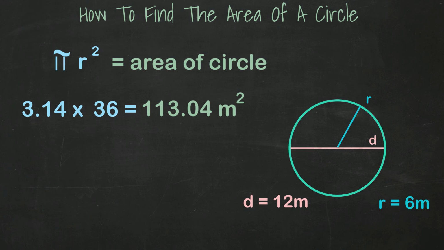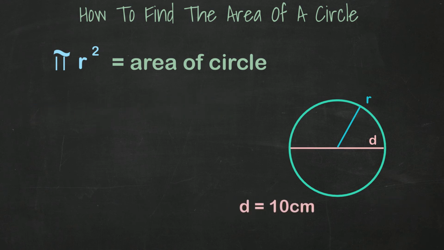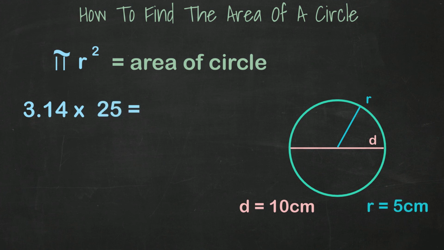Next example, find the area of a circle with a diameter of 10 centimeters. We know we start with pi, 3.14, and we're going to multiply it by the radius squared. We don't have the radius stated here, but we know the radius is half the diameter, so the radius would be 5 centimeters. 5 centimeters squared would be 25 centimeters squared. 3.14 times 25 centimeters squared equals 78.5 centimeters squared. Hopefully that was easy to follow.